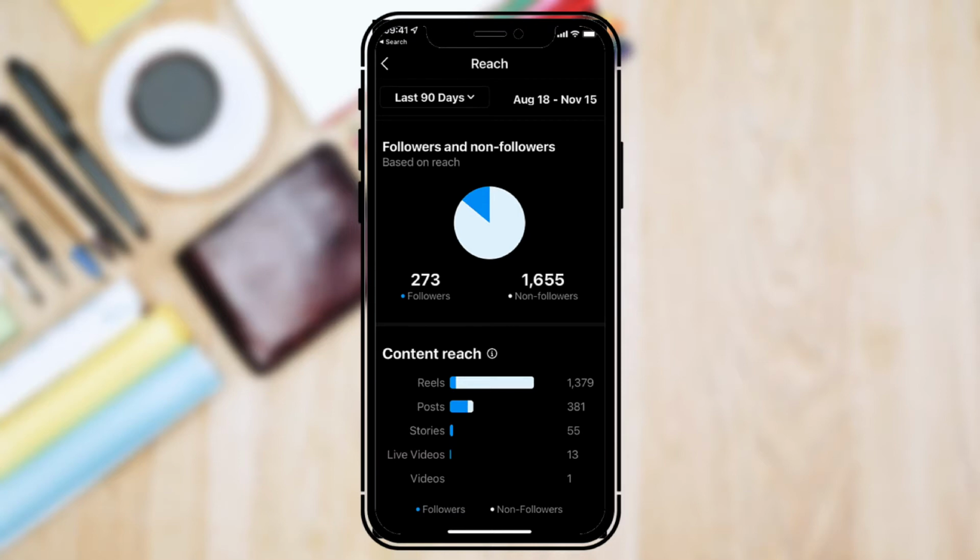And below this, I can see which sort of content is reaching more of the people that don't already follow me. And it's quite clearly Reels there. Look at that big white line for Reels, followed by posts. And as expected, stories and live videos. Because the live videos were solo, I'm only reaching my own audience.